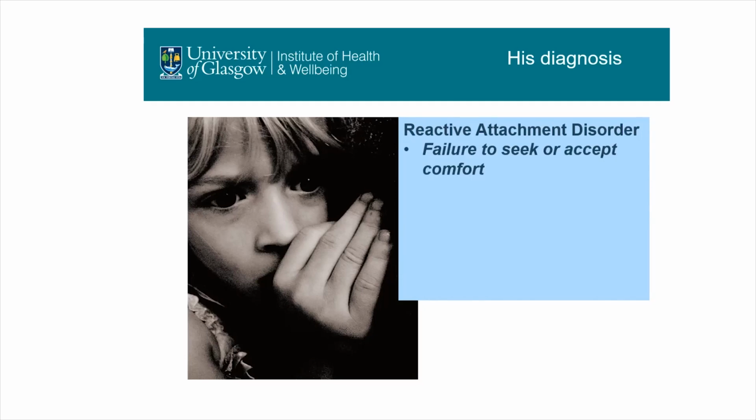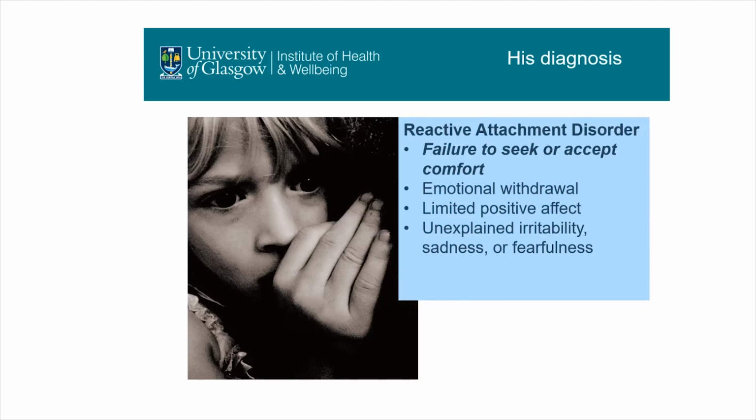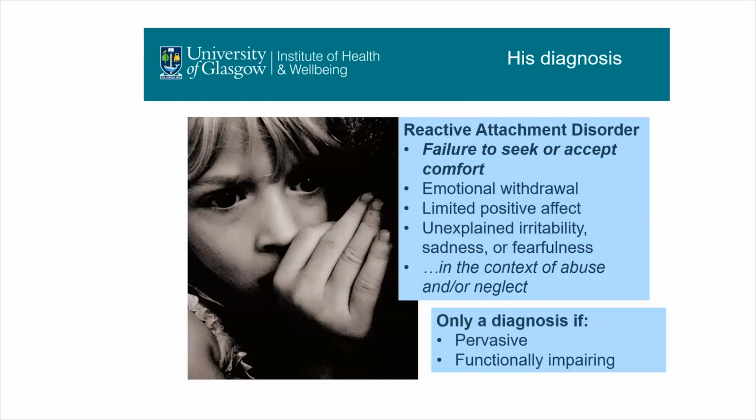And the symptoms are failure to seek and accept comfort, emotional withdrawal, limited positive affect, unexplained episodes of irritability, sadness, or fearfulness that don't really link to anything that the parents can see, and in the context of abuse and neglect. And I mentioned pervasiveness before, because if you're a child and adolescent psychiatrist, you're taught on day one that you don't call something a diagnosis unless the problems are evident in more than one situation. And also, you wouldn't call something a disorder unless it causes you functional problems. In other words, it gets in the way of your daily life.